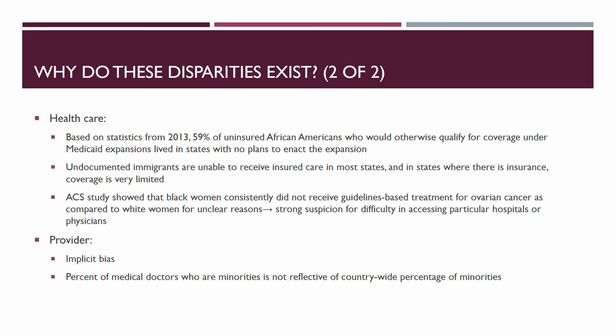And the American Cancer Society study that I researched showed that Black women consistently did not receive guidelines-based treatment for ovarian cancer. That may be in part due to the difficulty in accessing good or quality hospitals with physicians that have knowledge of cancer, specialty oncologists. And then we have providers, so implicit bias. We all have it, regardless of who you are or what you do. It's important that people all recognize their implicit bias.